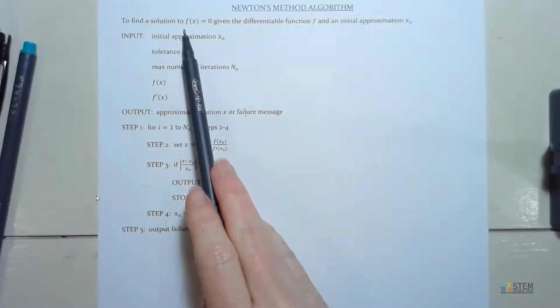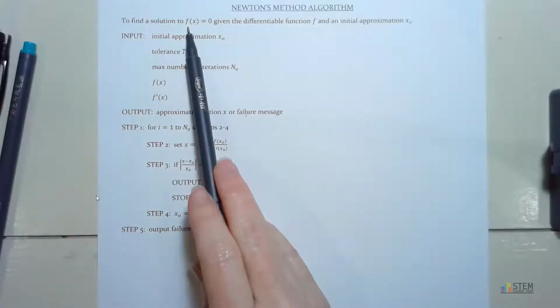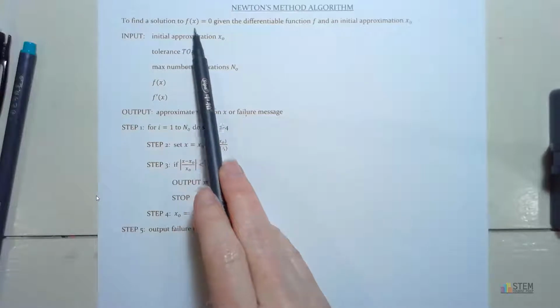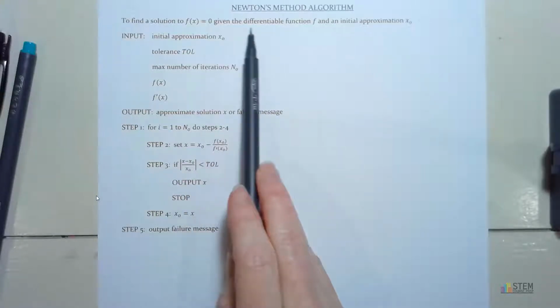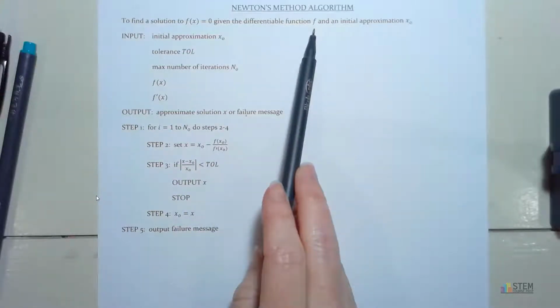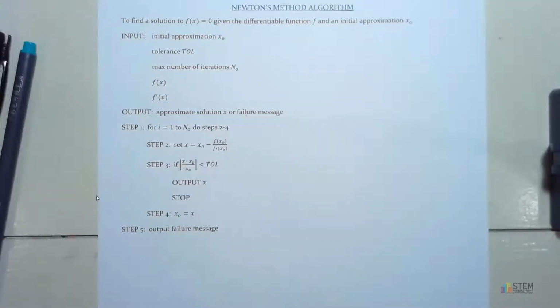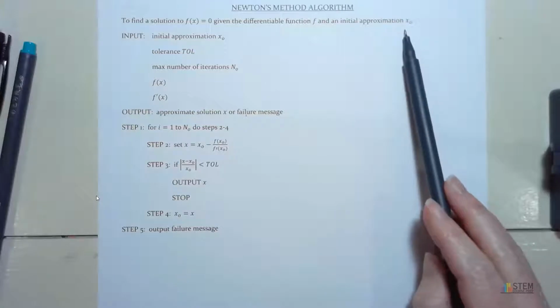Remember what we're trying to do. We want to find a root. That's what we're looking for. So we want to have f of x equal to 0, and you obviously have to be able to find a derivative of that function because we do need it in our calculation. We also have to give it this initial approximation, which I'm going to call x0.